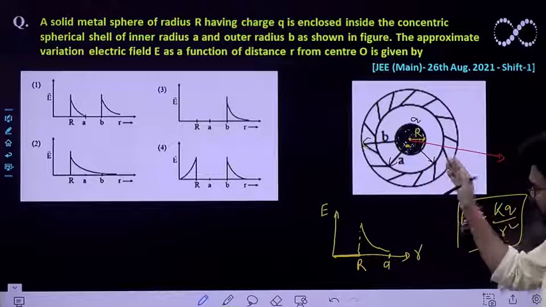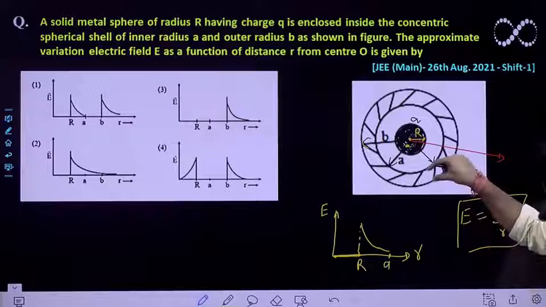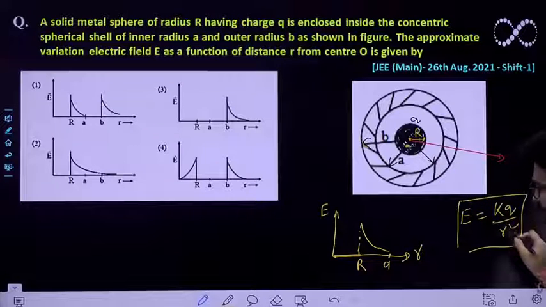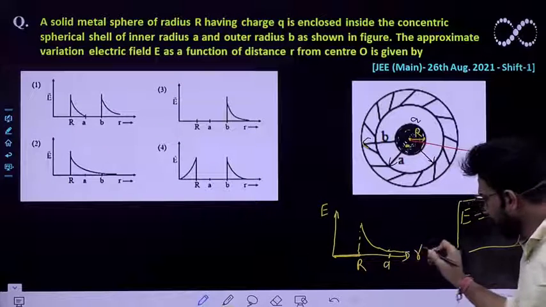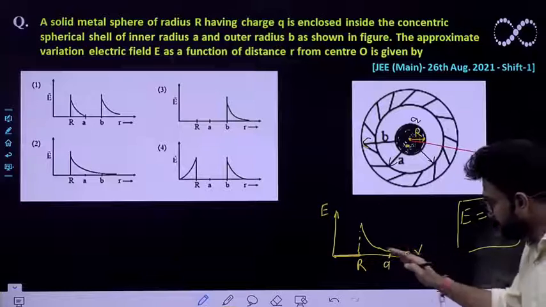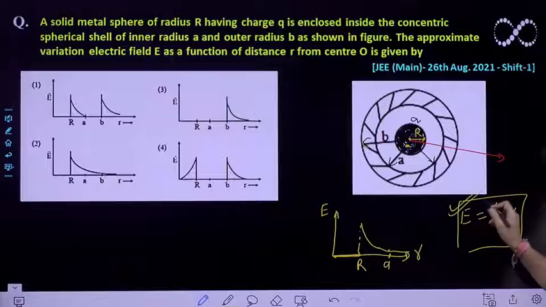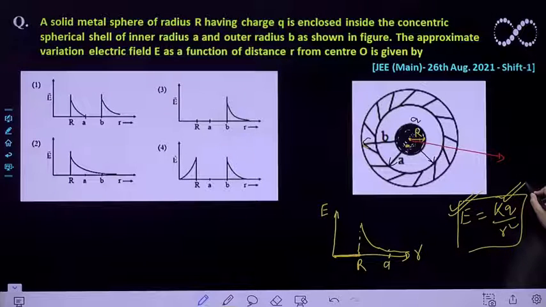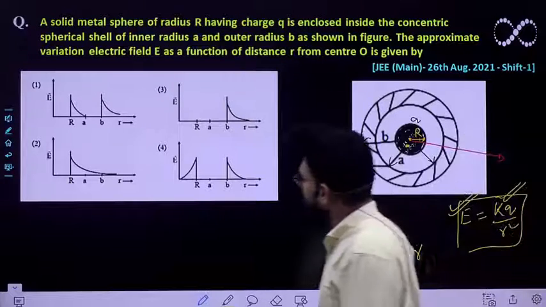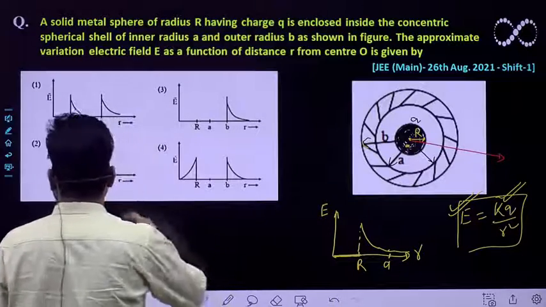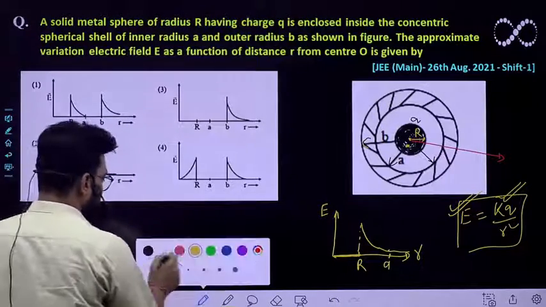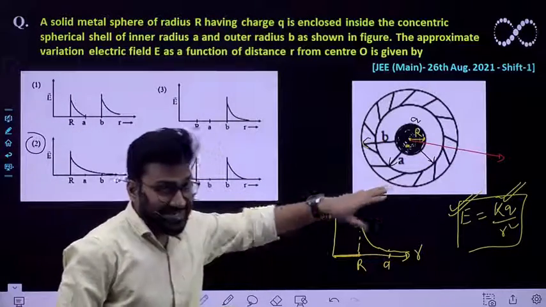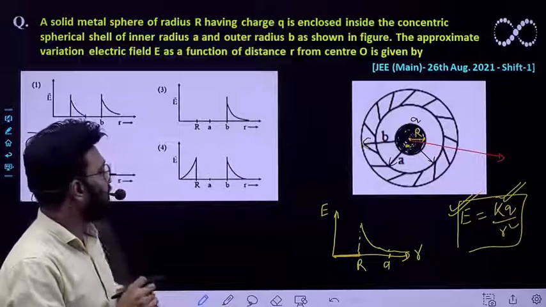From A onwards, if the shell is non-conducting, it wouldn't take part, so for the entire region this would be the graph you should get. The expression for the electric field with respect to distance would be this only. So this second graph is only possible if the outermost shell is non-conducting.